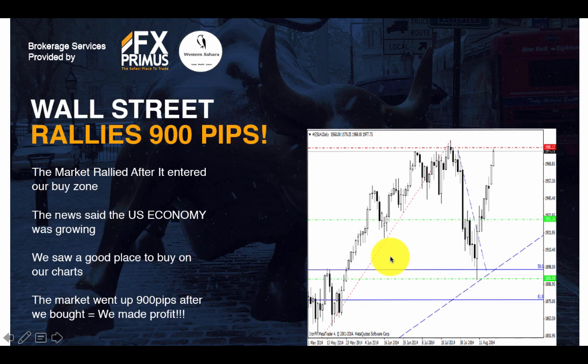Fast forward 7 days later, the market came, picked up my buy order, and rallied all the way to the upside for a good 900 pips, guys. 900 freaking pips. Now, I don't know what kind of trader you are, but if you're a real trader, you definitely know that 900 pips is a lot of pips.